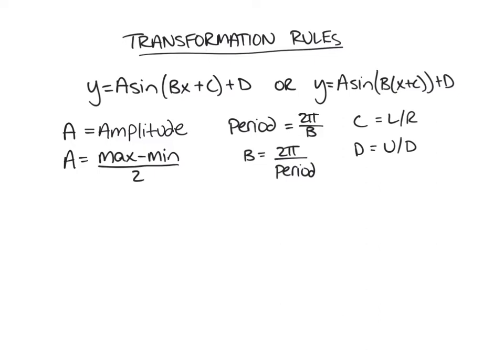C, remember, is left or right, but only if things are in the factored form. All right, so right here needs to be factored, and D moves up and down. And a neat way to find D is to take the max and add it to the min and divide that by 2. And that'll tell you where the center line is. So that'll tell you how much you move up or down.